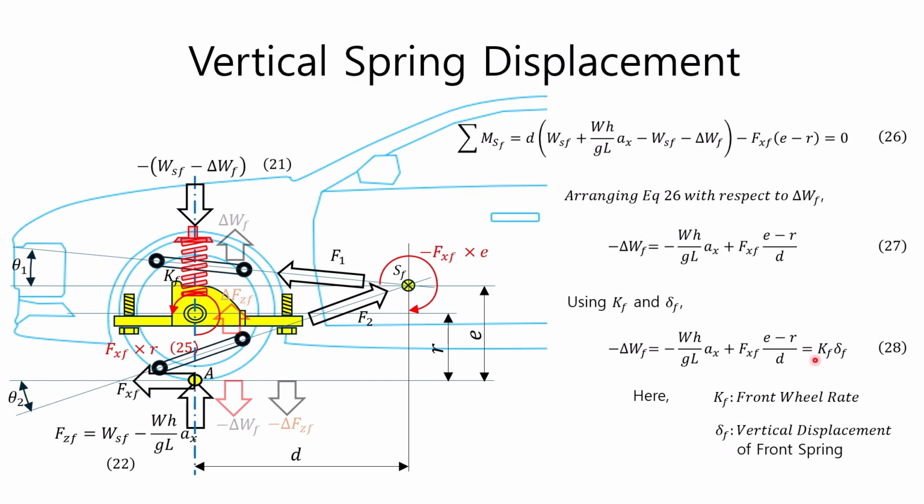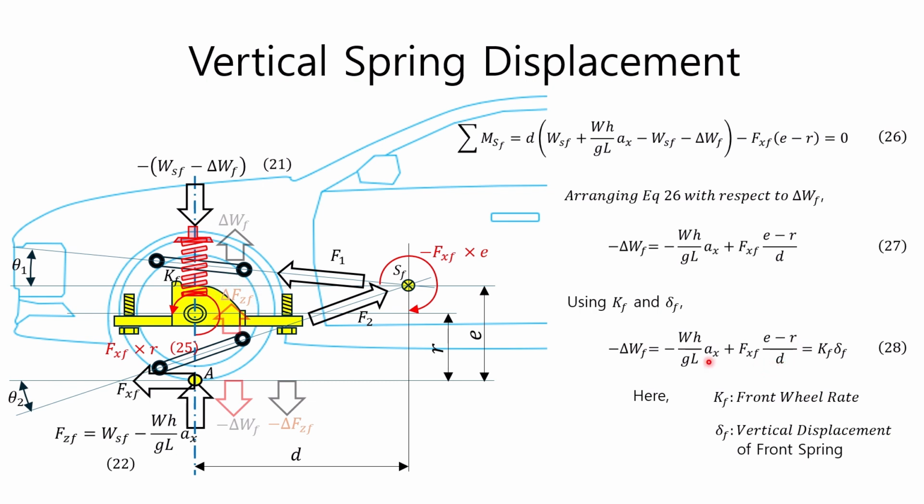Kf delta F represents the vertical dynamic load transmitted through the front springs out of the total vertical dynamic load transmitted vertically to the front wheel center. Since no driving force acts on the rear wheels, the second term of equation 28 represents the link force of the entire vehicle. From equation 27, it can be seen that the vertical dynamic load transferred to the spring, delta Wf, is the difference between the first term on the right-hand side of equation 27, the total vertical dynamic load transferred to the vehicle, and the second term on the right-hand side of equation 27, the link force.